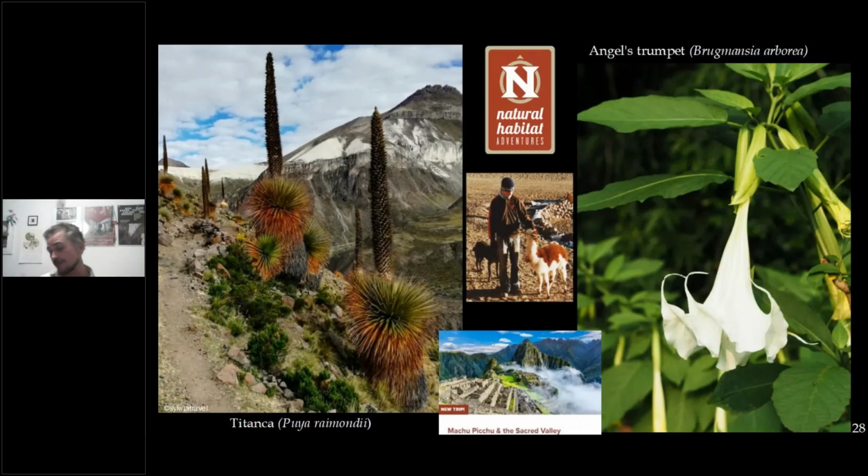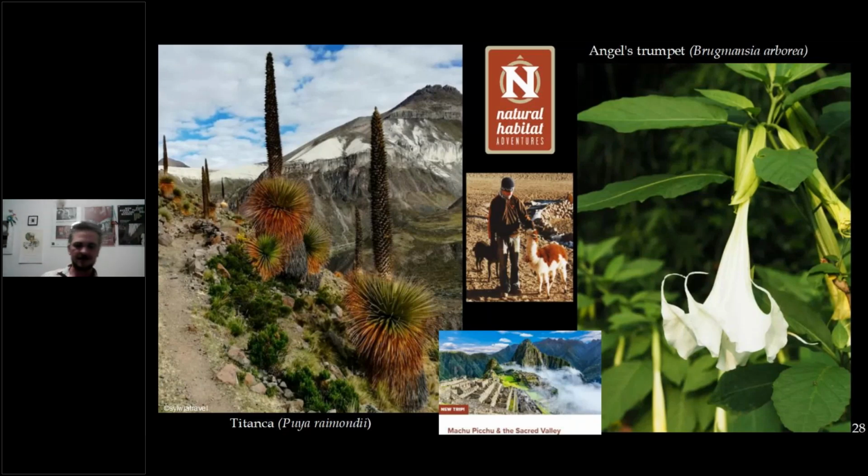The most incredible thing about the Titanca is that the flower blooms after 80 to 150 years of life, and after flowering the plant dies. So basically this is the slowest flowering plant in the planet. It's just a shocking biology.